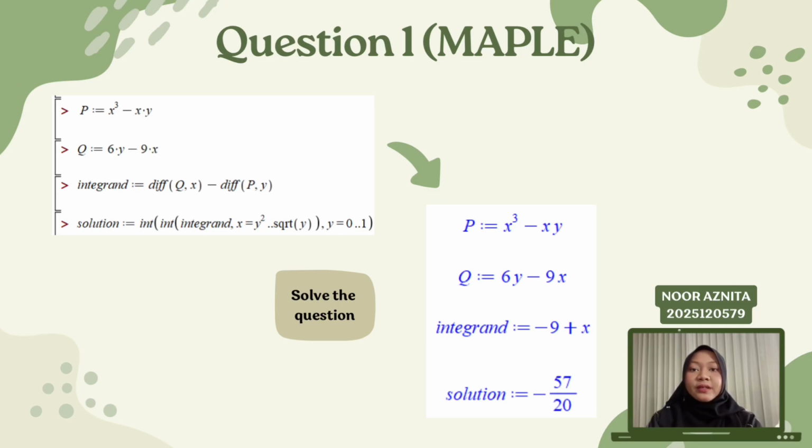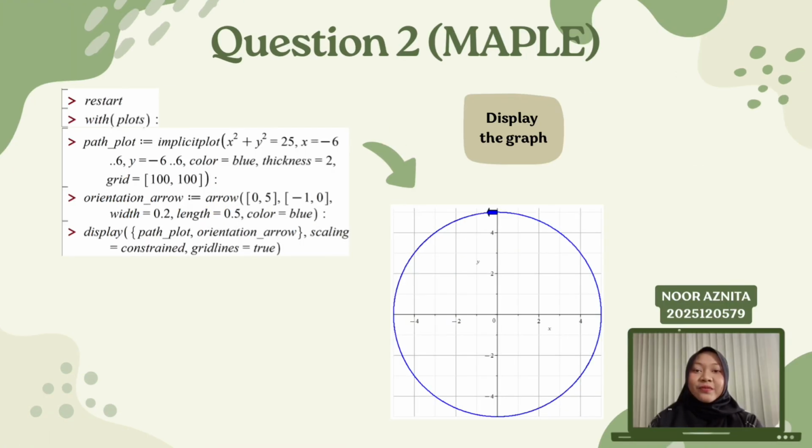To integrate with respect to x first, our horizontal limits go from the left curve y squared to the right curve square root of y. Our outer vertical limits for y span from 0 to 1. We run the nested int command and Maple instantly gives us the exact answer, which is negative 57/20. Let's move on to question 2.